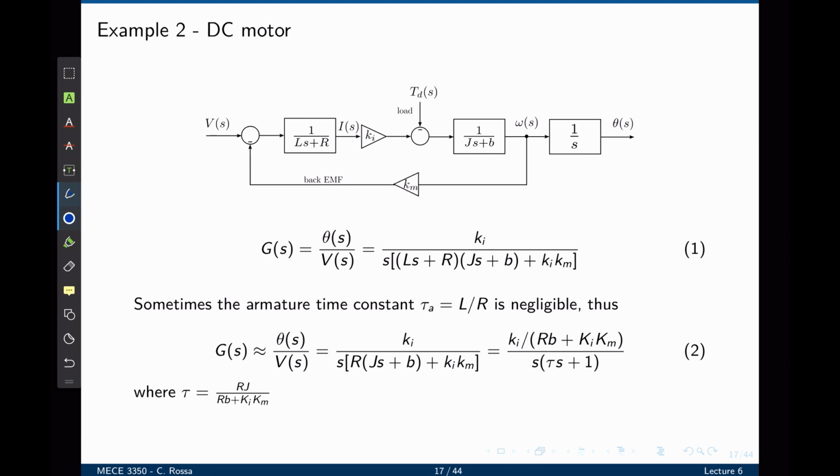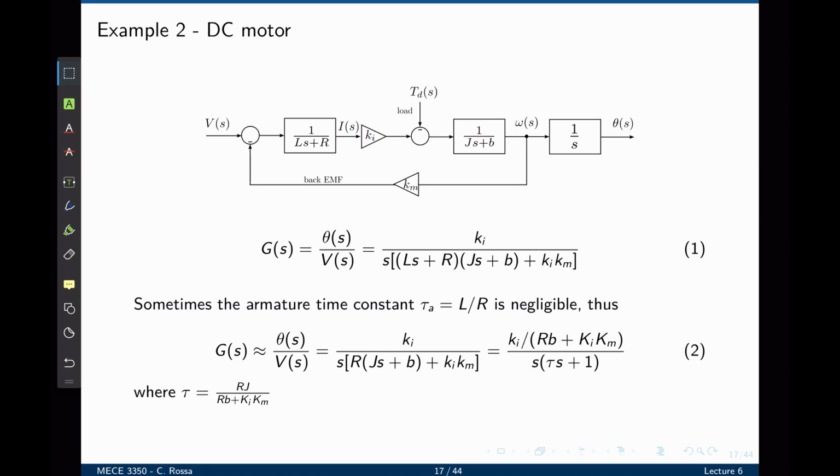So here's the transfer function we just calculated. Notice that if you look at the transfer function, we only have access to the input and output of the system. But if you consider the block diagram instead, we have access to intermediate variables, such as the current, the speed, and the back EMF. If the DC motor is well built, the armature time constant is negligible, because the inductance is very small. In that case, we can neglect the inductance and convert this third-order polynomial into a second-order transfer function as follows, where tau is a constant given here.